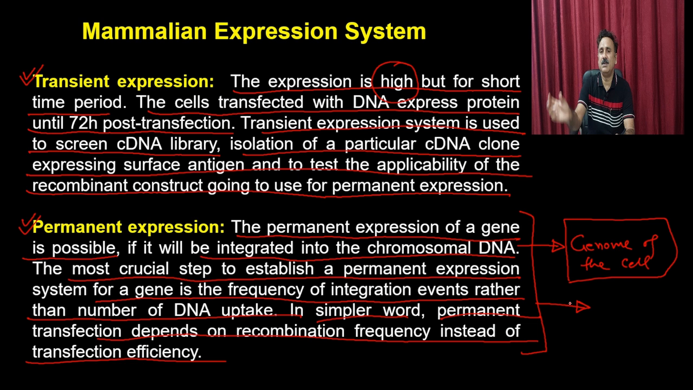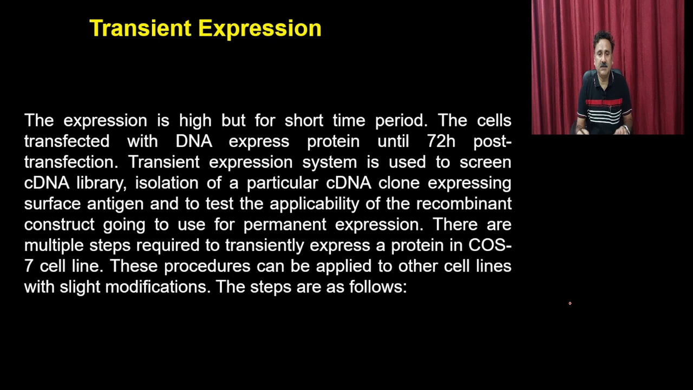Now what you can do is put that gene under the influence of a promoter. That promoter could be a constitutive promoter or an inducible promoter, and then you can exploit the inducer. You can put the inducer into the cell, and as soon as you put the inducer, it is going to express the protein. So transient expression, as I said, is high but short-lived, right?